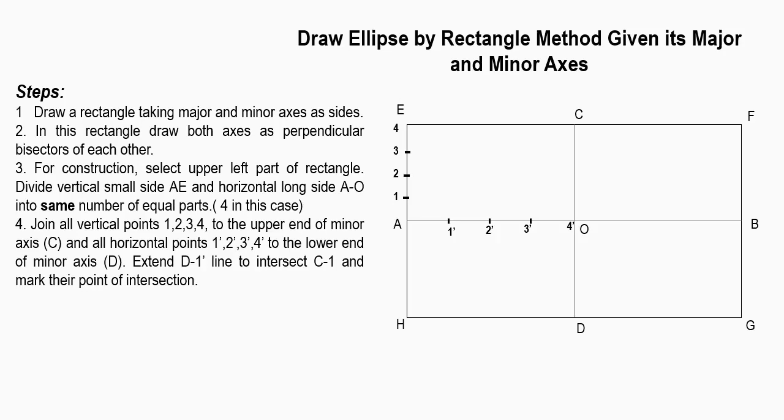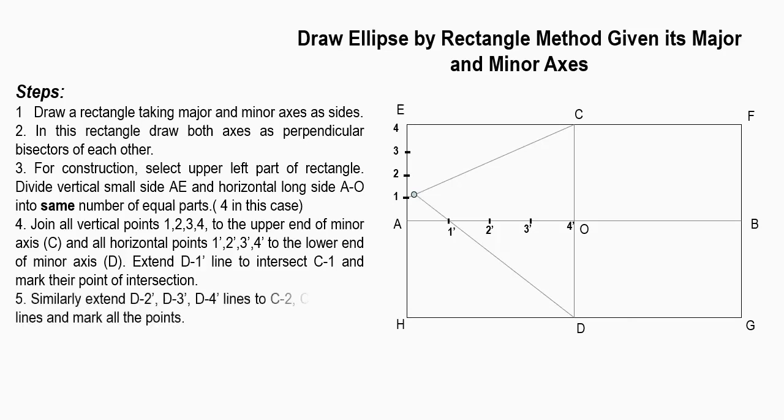Extend D1 dash so that it intersects with the line C1 and mark the point of intersection. So this is how I join C to 1, D to 1 dash and mark the point of intersection. We can call it point P1. Similarly, join C to point 2, D to 2 dash and extend and mark the point of intersection. And for point 3 also do the same construction. We will get a number of points like this.